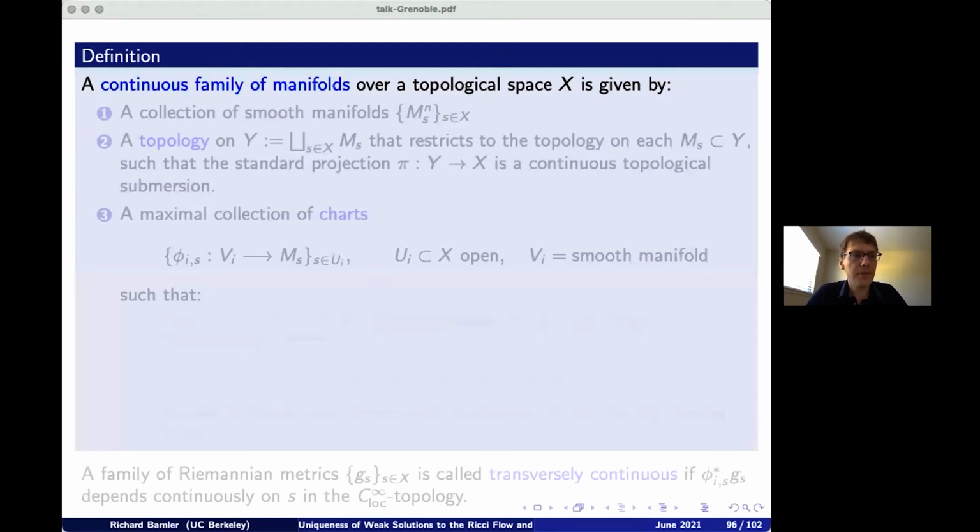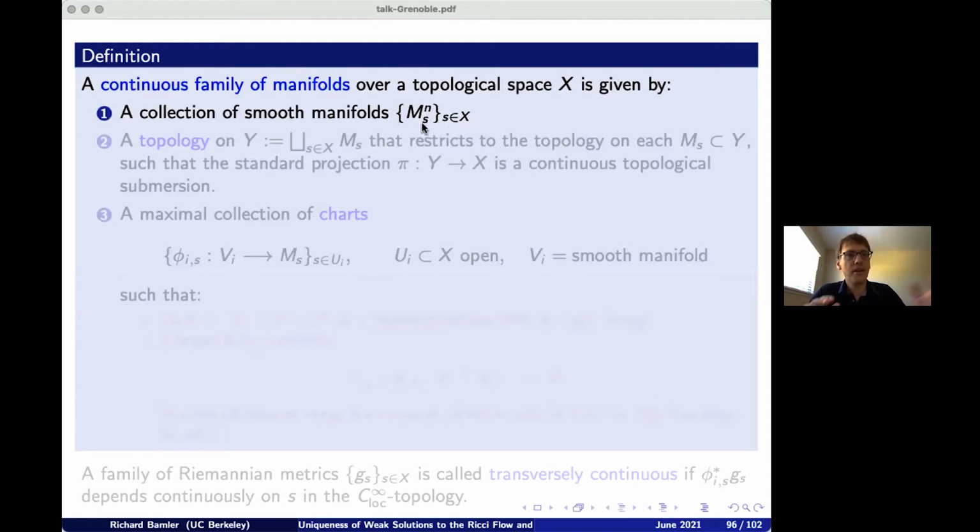So for the purposes of this talk, I'll define something that I call a continuous family of manifolds. I'm sure other people have come up with similar notions, but this is some of the terminology that we're using here. A continuous family of manifolds should be something similar to what I showed on the previous slide. So this is given by a topological space X over which we consider this family, and a collection of smooth manifolds of dimension n, parameterized by S in X.